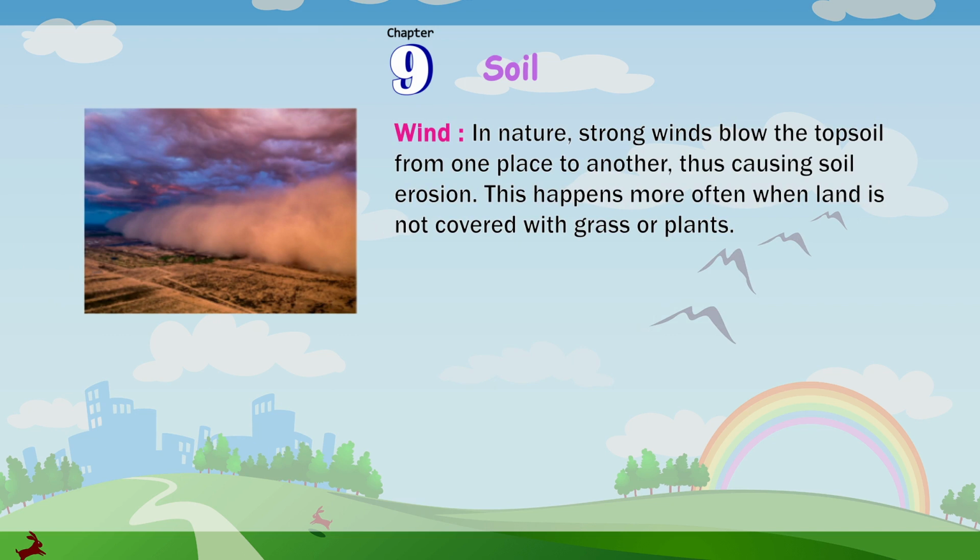Wind. In nature, strong winds blow the topsoil from one place to another, thus causing soil erosion. This happens more often when land is not covered with grass or plants.